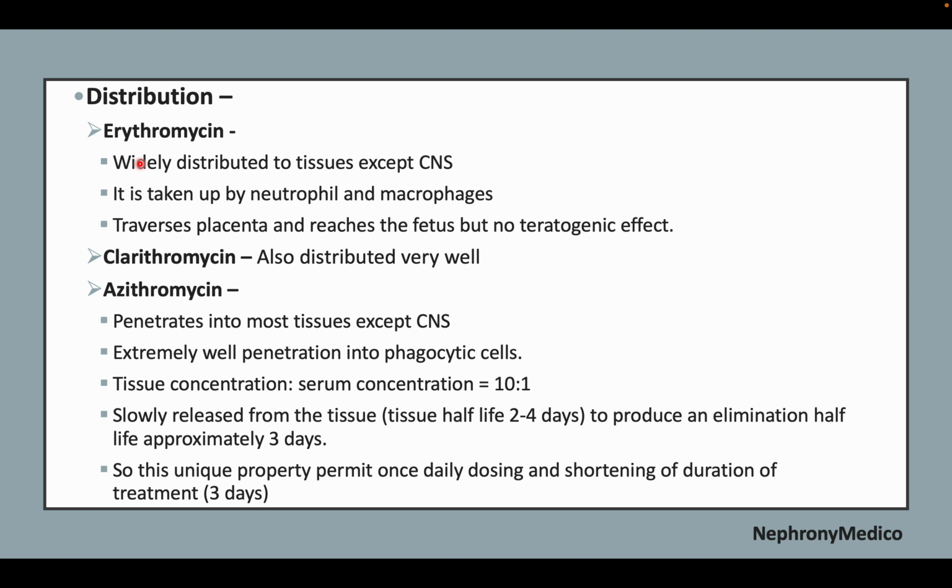Distribution. Erythromycin is widely distributed to tissues except the CNS and is taken up by neutrophils and macrophages. Clarithromycin is also distributed very well and azithromycin penetrates into most tissues except the CNS. There is extreme penetration into phagocytic cells.